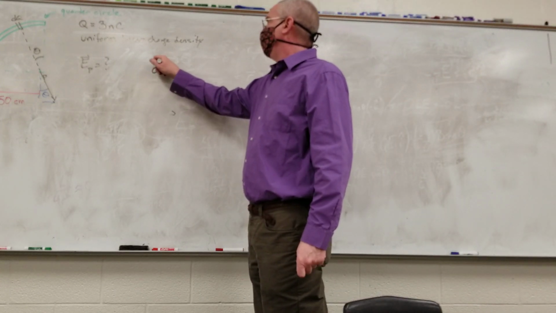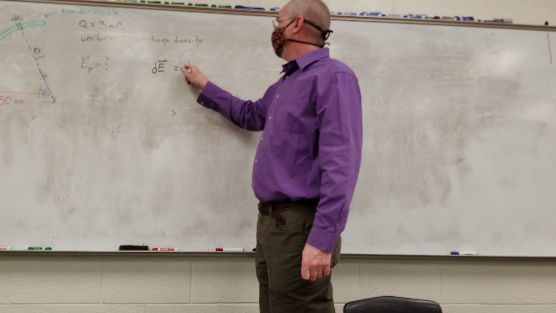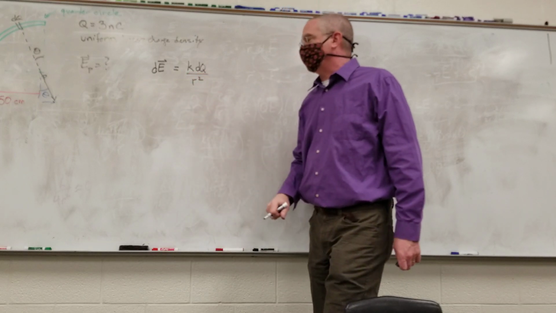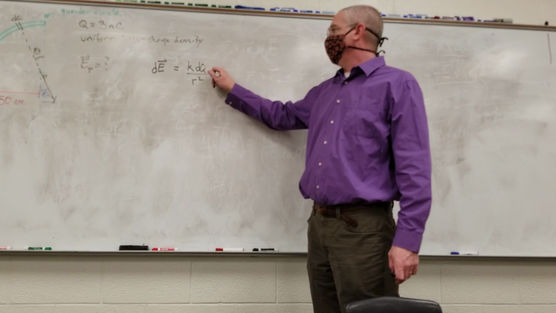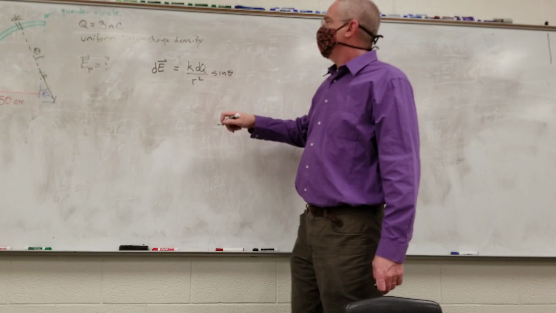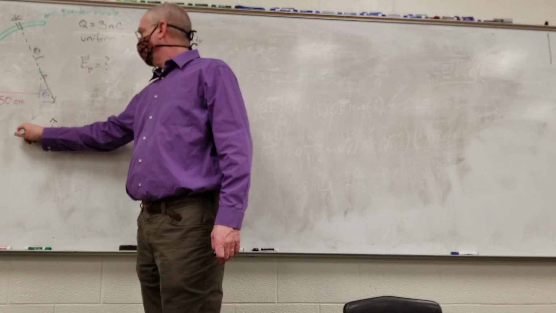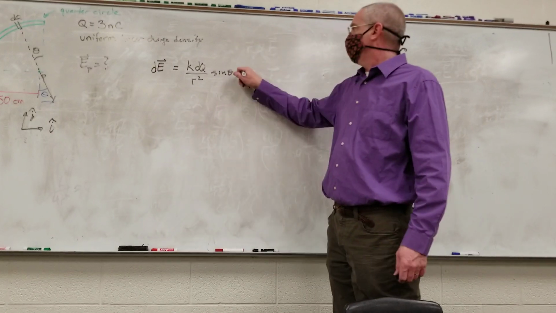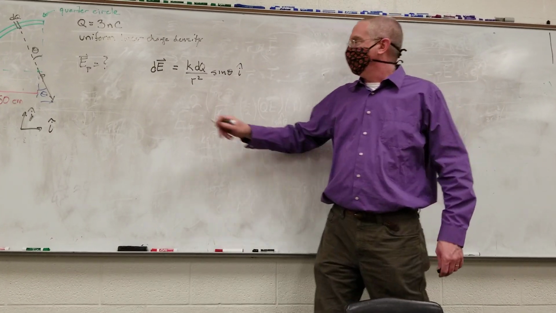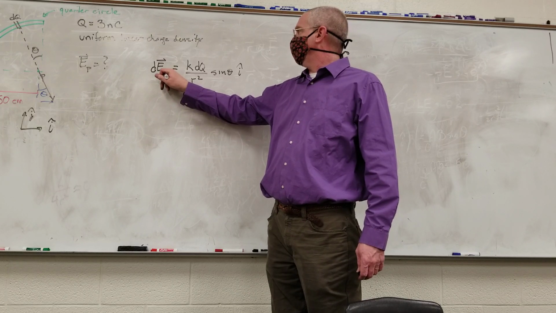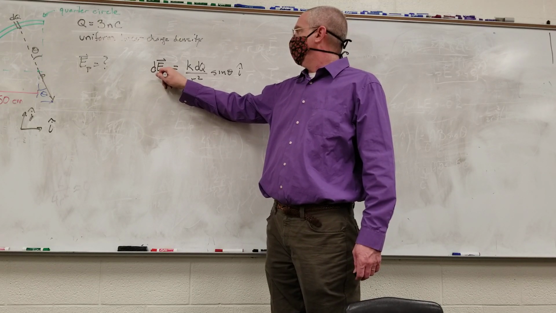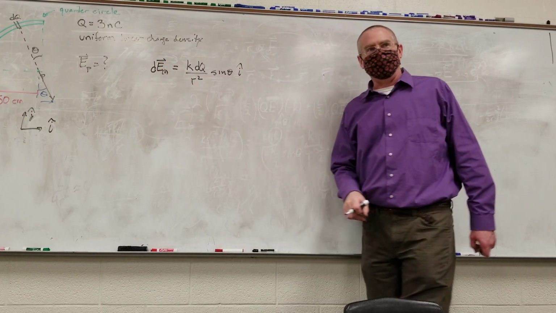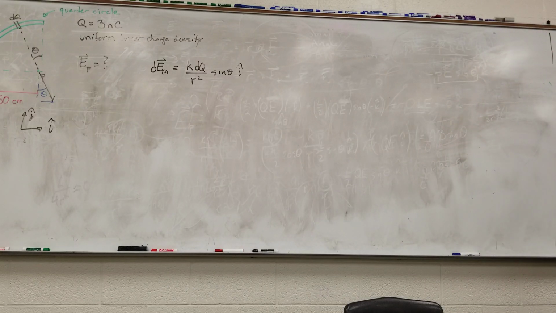So the differential of my electric field is going to be equal to K dq over r squared. That's the magnitude. Now we have to take the direction into account. Sine of theta, I'm going to make positive, so i hat, j hat. And so that's the i hat piece. I put a little subscript i there, just to indicate we're only looking at part of the electric field here, that's not the total electric field.